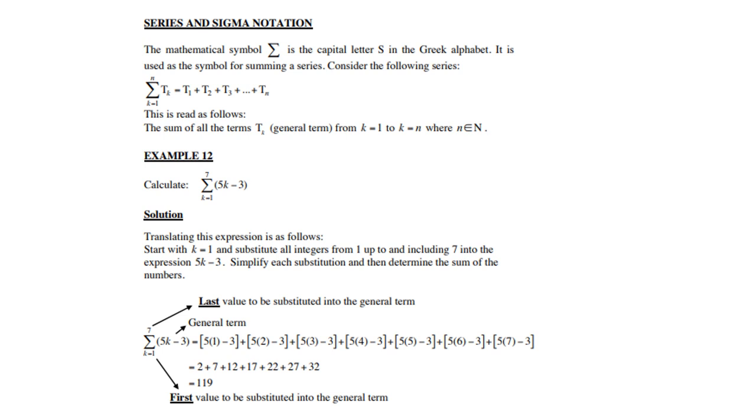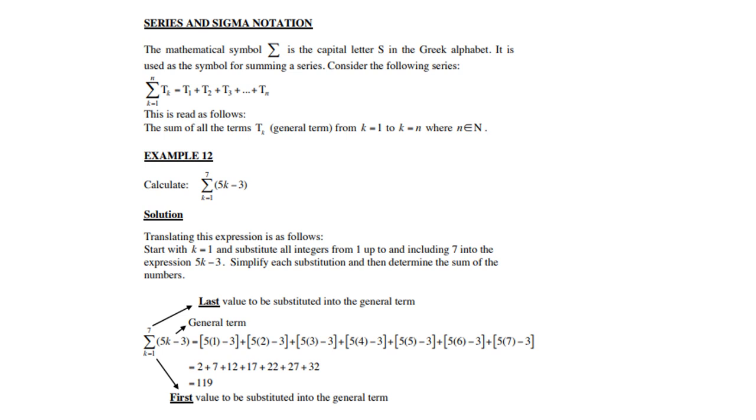So this reads as follows. The sum of all the terms Tk, so Tk is the general term, remember now, from where k equals 1 up to k equals n, and of course n will be a natural number. It means 1, 2, 3, 4, 5, 6, 7.